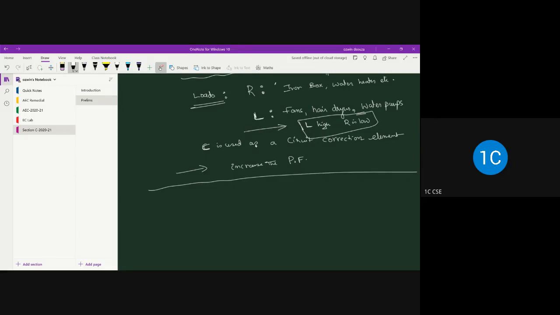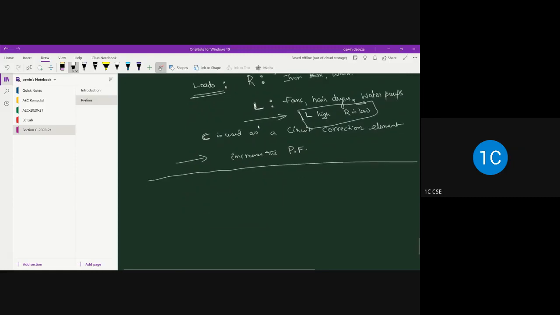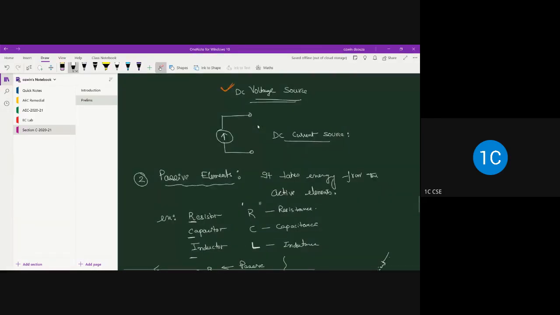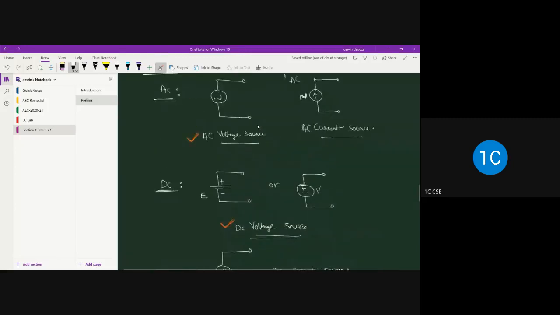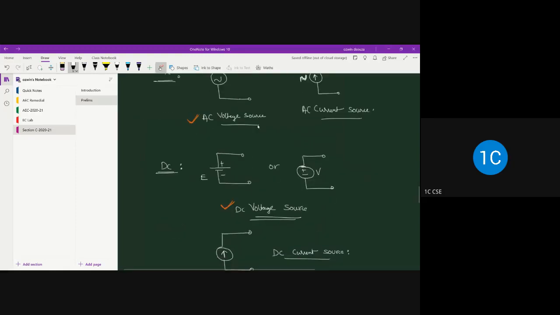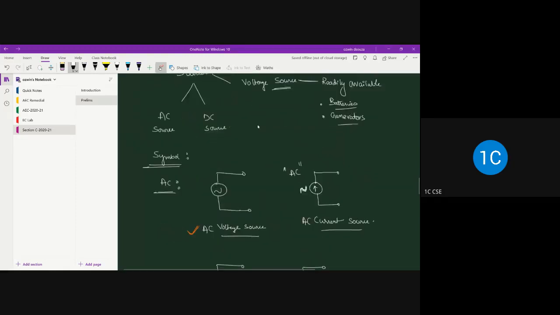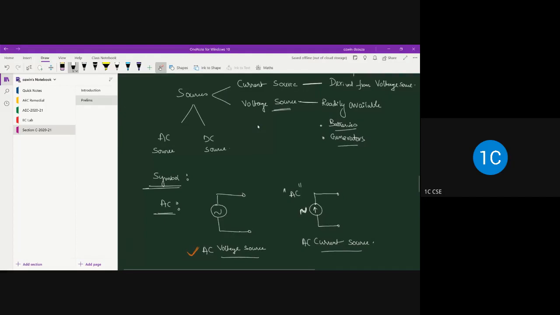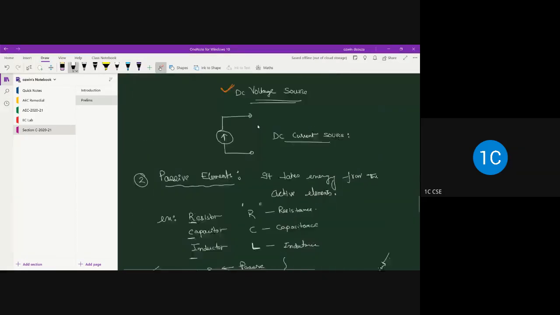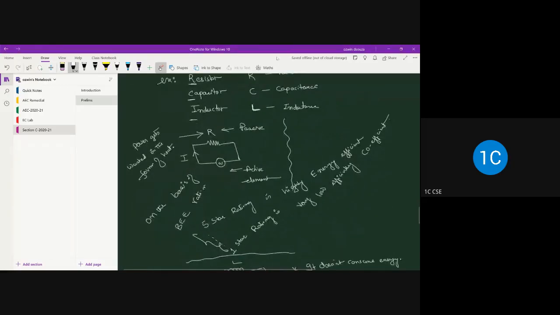So this is about your loads. Loads are majorly classified into two types: inductive loads and resistive loads. And there are no capacitive loads, but capacitors are used as corrective elements in circuits, for example to improve the power factor. What is power factor? We'll discuss later.